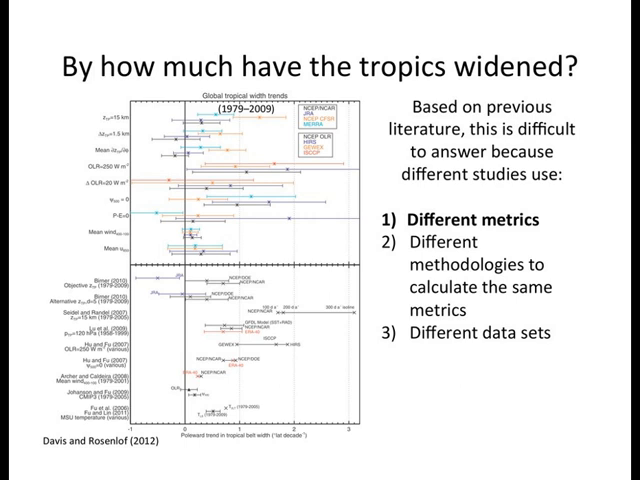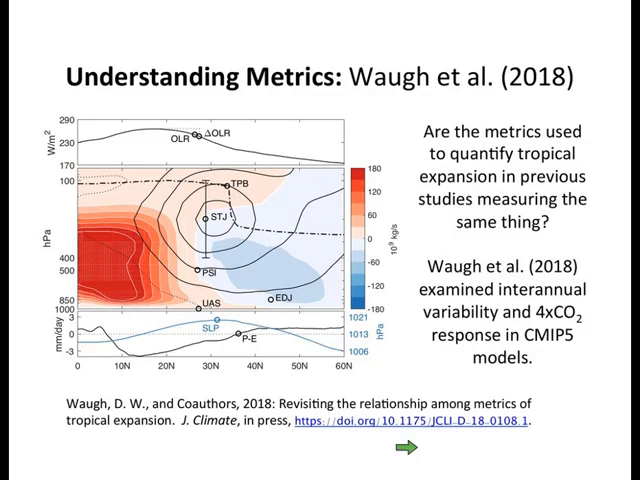The first one is dealing with different metrics. As Paul mentioned, Darren Waugh's paper has just been accepted in Journal of Climate. It's a nice synthesis and overview of the physical relationships between all these different metrics that studies have used to measure where the edge of the tropics is.